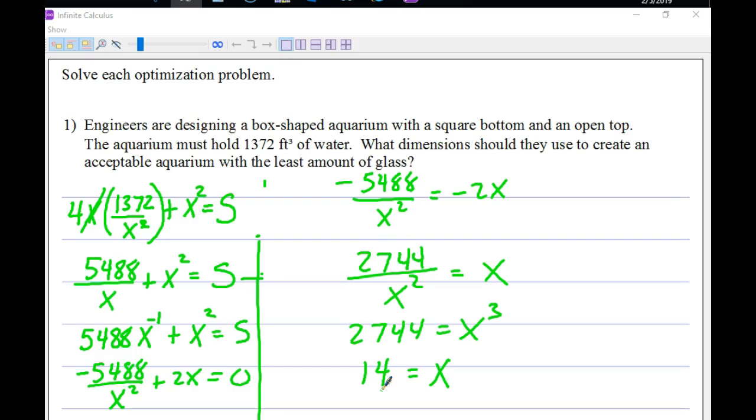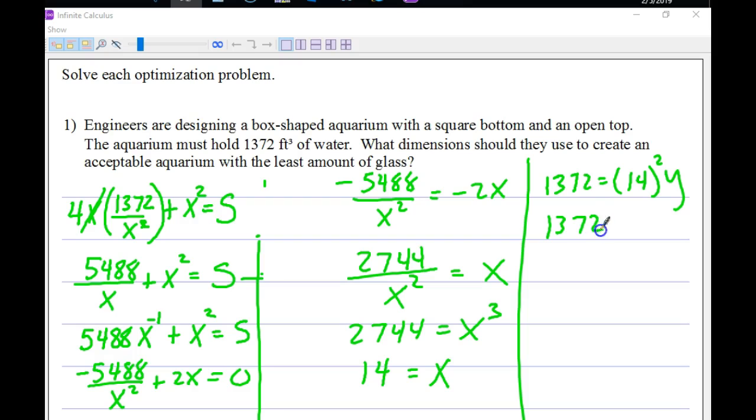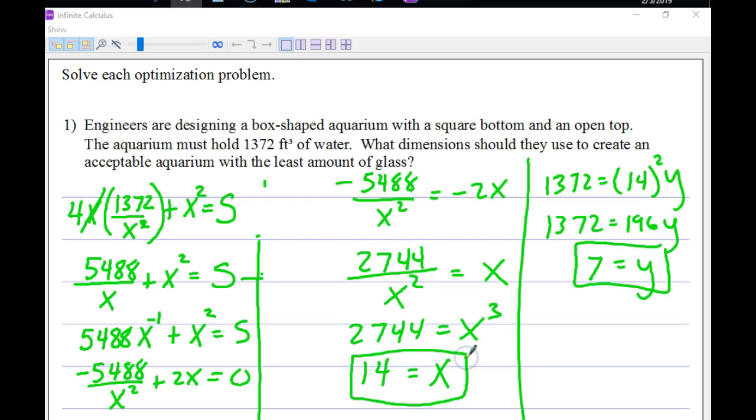If you go back to your secondary equation, our secondary equation was 1372 equals x squared times y. Put your 14 in there and solve for y, and you'll get your answer there. Seven. So those are the dimensions of the tank that would help us use the least amount of glass.